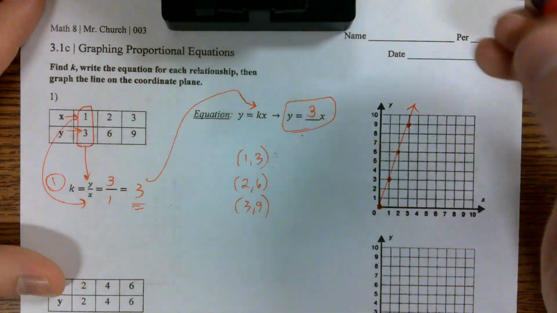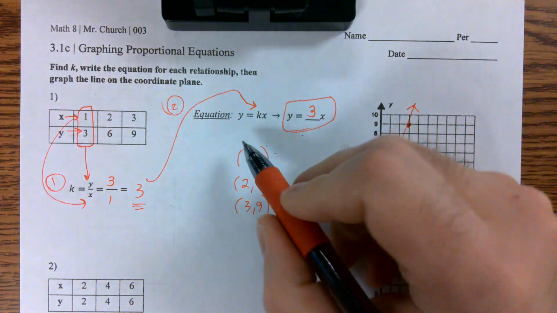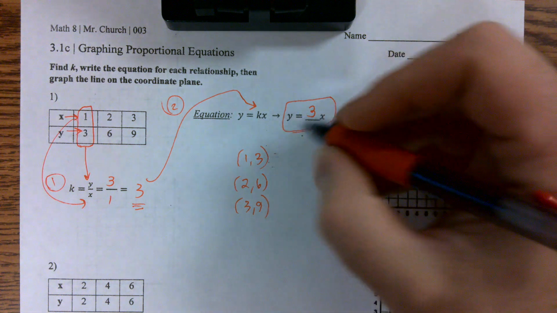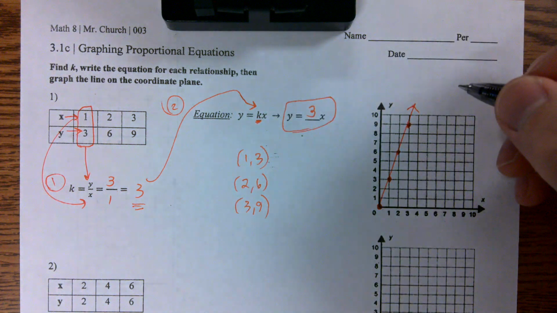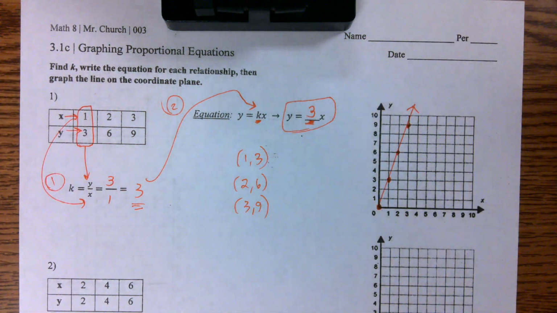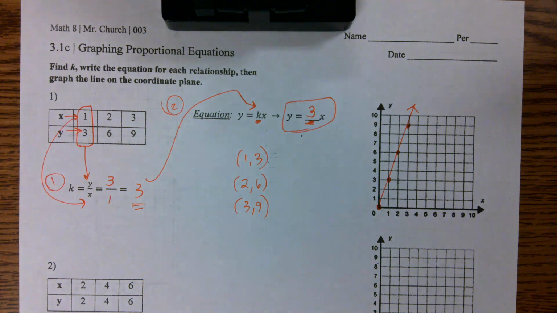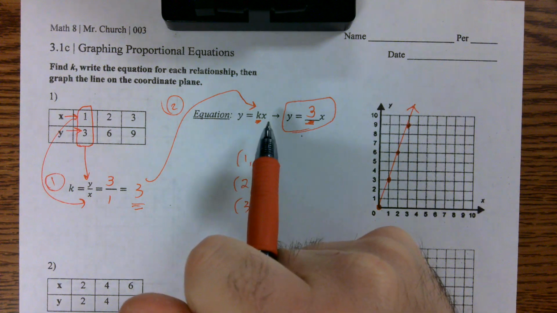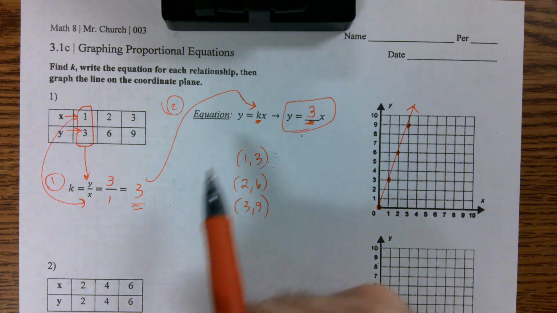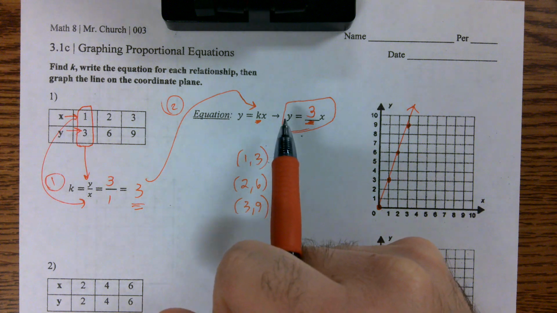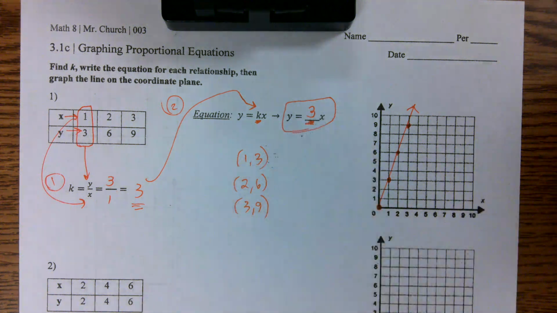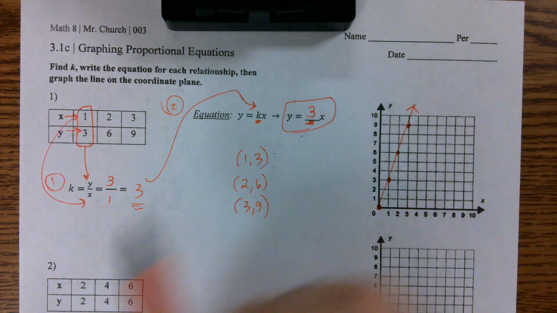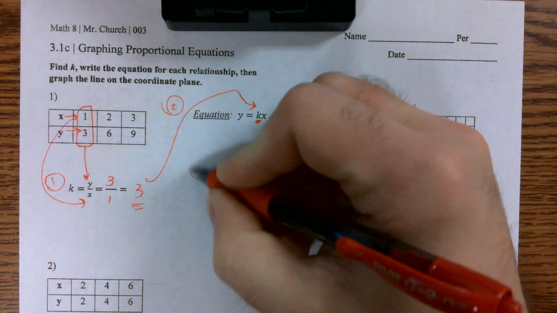So that's step 1. Step 2 is we take our equation, y is equal to kx, and we replace that k with the number that we just found in step 1, which in this case was 3. We're not going to replace anything with y or x. We keep those as y and x. So our equation for this line is y equals 3x. Step 3 is to actually graph this line.